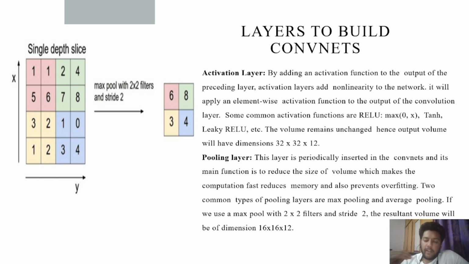And finally we have the pooling layer, which is a layer that is periodically inserted in the ConvNet, and its main function is to reduce the size of the volume, which makes the computation fast, reduces the memory, and also prevents overfitting. Two common types of pooling layers are max pooling and average pooling. If you use max pooling with 2 x 2 filters and stride 2, the resultant volume will be of dimension 16 x 16 x 12.